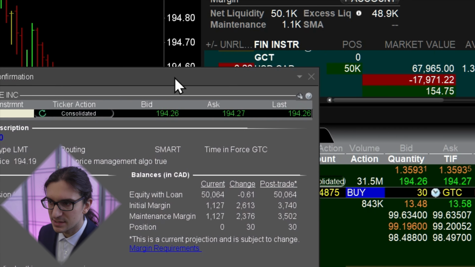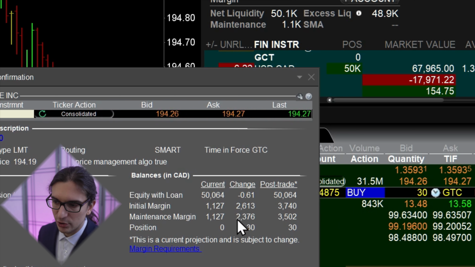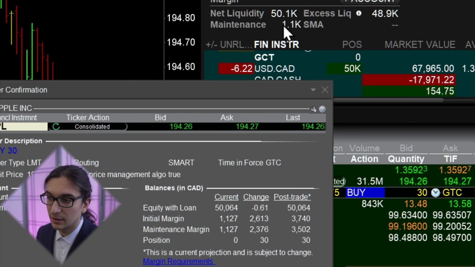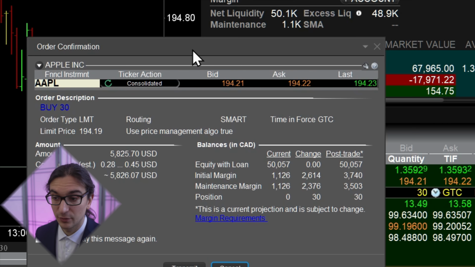And what you would see is that when I buy the stock, my maintenance margin is going to increase to 3,502 from its current level of 1,127. And that would be absolutely fine because our bond position is not requiring us much capital. Now, the last thing I want to say before I place this order, which is extremely important to understand, is how the margin loan works with stocks.